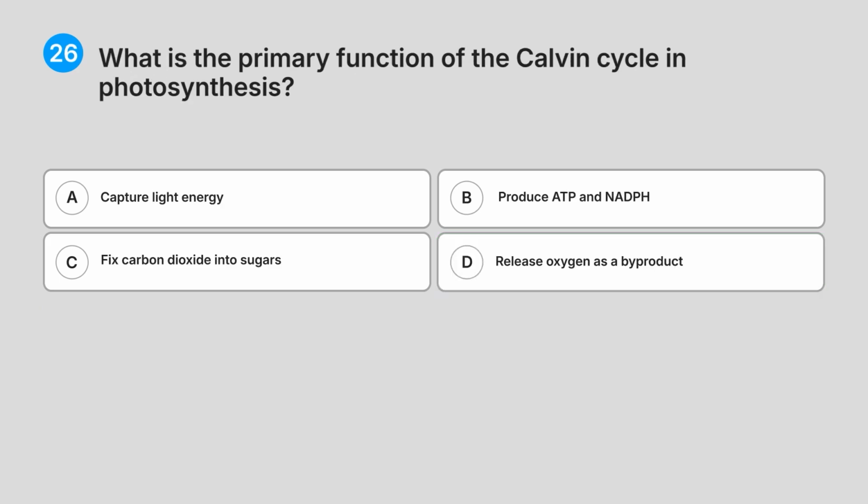26. What is the primary function of the Calvin cycle in photosynthesis? A. Capture light energy. B. Produce ATP and NADPH. C. Fix carbon dioxide into sugars. D. Release oxygen as a byproduct. Do you know the answer?